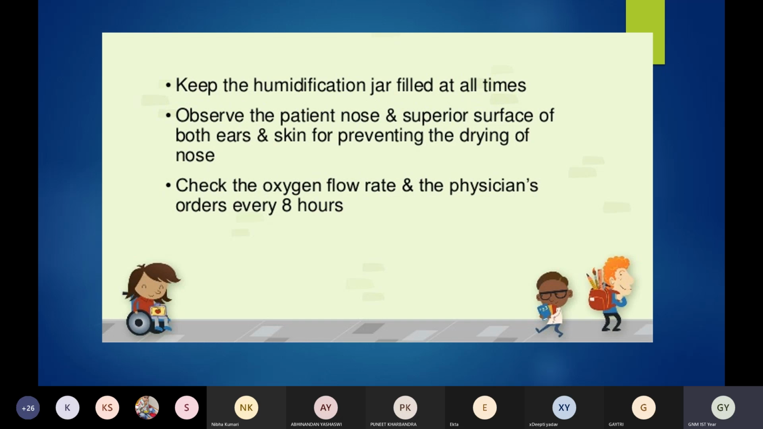So what happens? There can be friction because of the tightness. If the nasal cannula is too tight, there can be redness in the ears. So that also has to be checked. Then we have to check the skin also, if it is too dry, or red in color, or if there are any cuts.